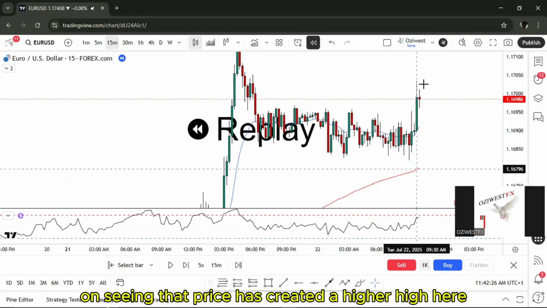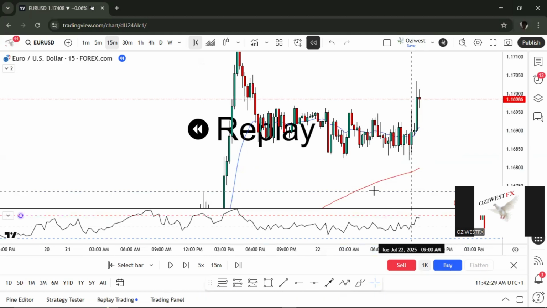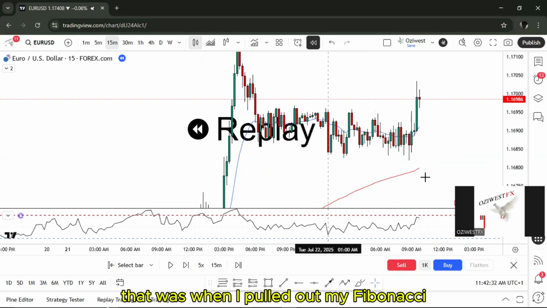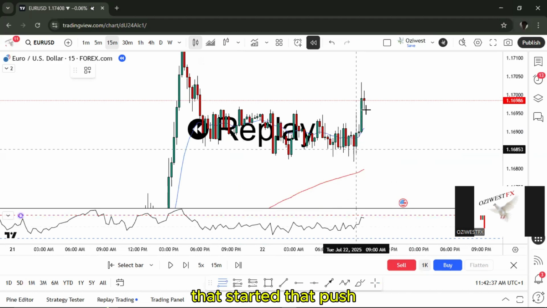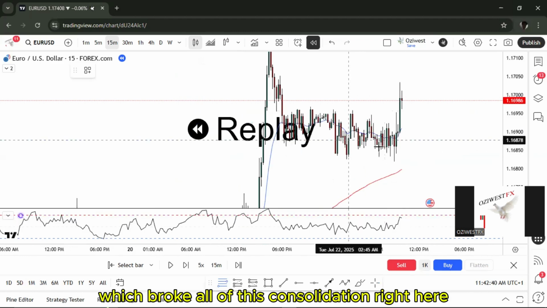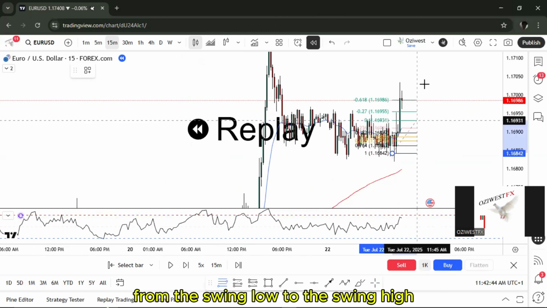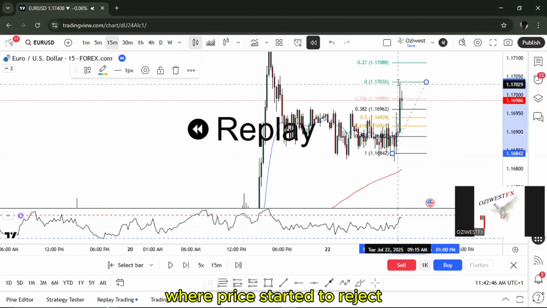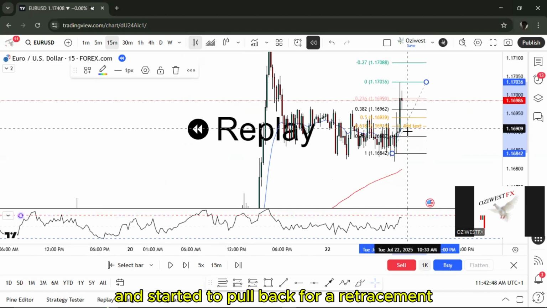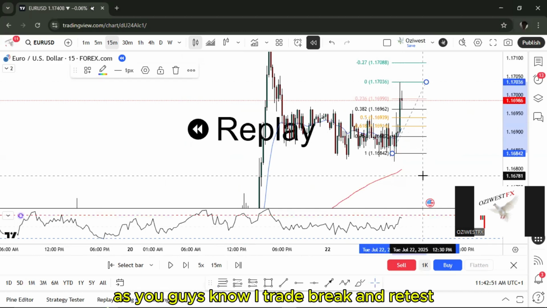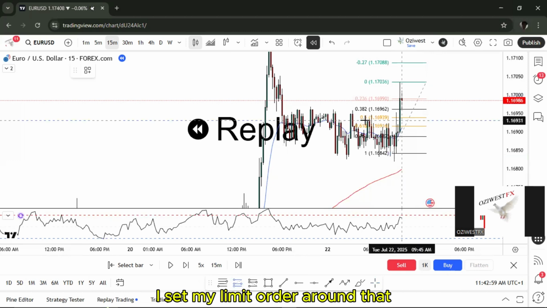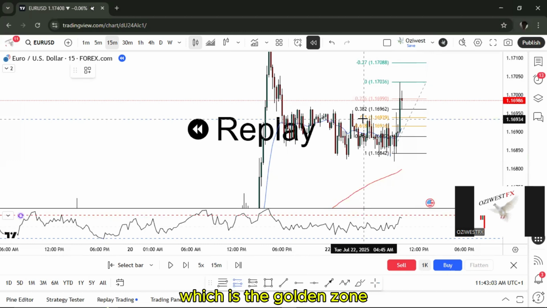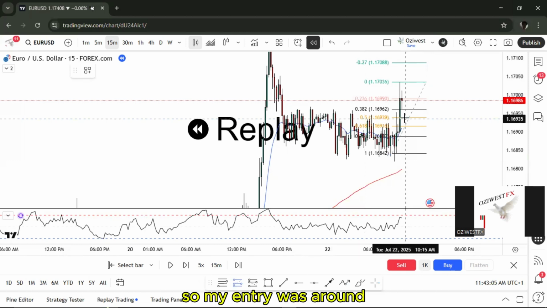It closed above this consolidation, creating a higher high. On seeing that price has created a higher high here on the 15-minute time frame, that was when I pulled out my Fibonacci. I drew my Fibonacci from this candlestick that started that push, which broke all of this consolidation right here, from the swing low to the swing high, where price started to reject and pull back for a retracement. As you guys know, I trade break and retest. So on seeing that, I drew my Fibonacci. I set my limit order around that 0.5 level of the Fibonacci, which is the golden zone.